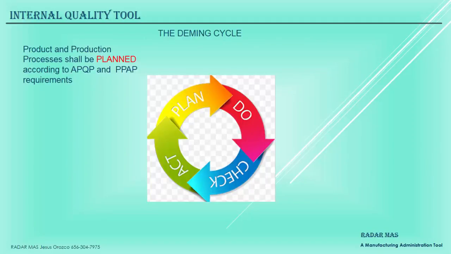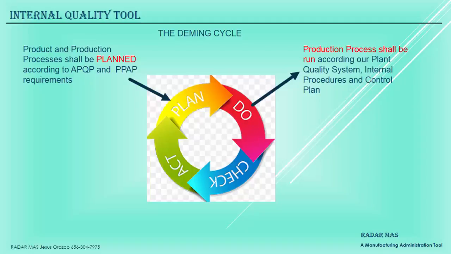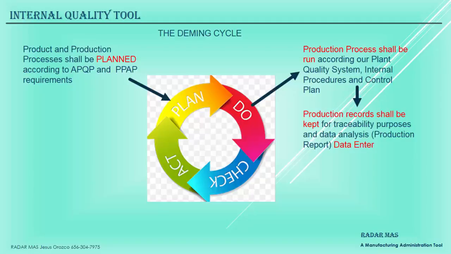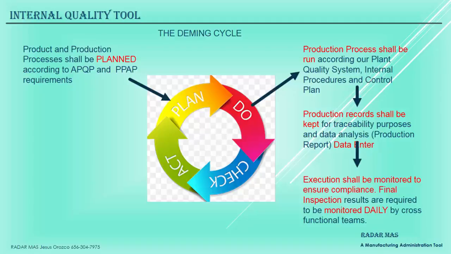The Deming cycle states that product and production process shall be planned according to APQP and PPAP requirements. Production process should be run according to our plant quality system, internal procedures, and control plan. Production records shall be kept for traceability purposes and data analysis. Execution should be monitored to ensure compliance.